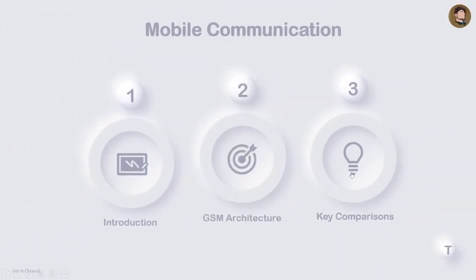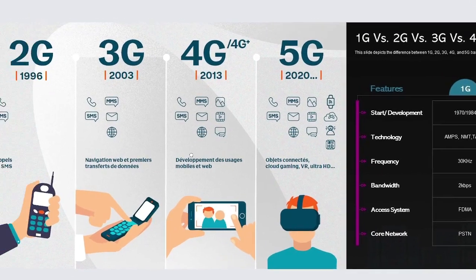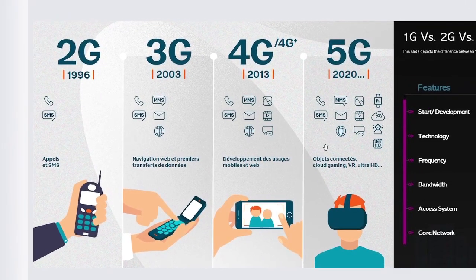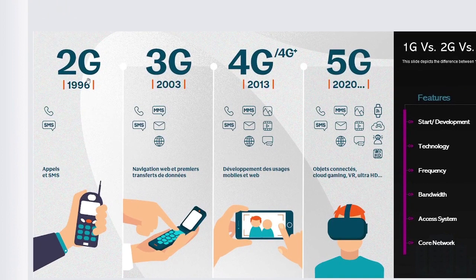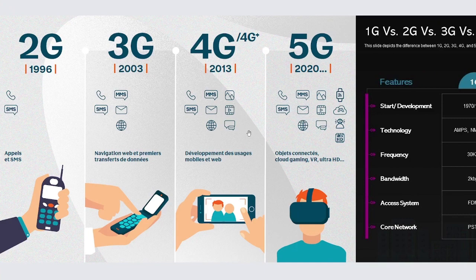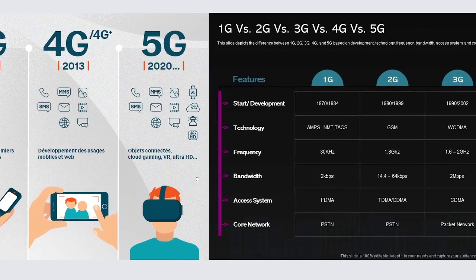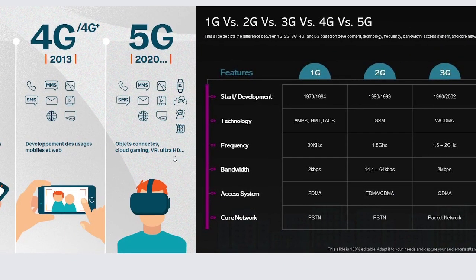Now let's see some key comparisons between different mobile cellular generations. You can see every generation is adding a new set of services. 2G had only calling and SMS based services, but 3G supported not only calling and SMS, the services given by 2G, but also added new services like MMS and mailing, and also had internet access. Same for 4G, it added its own new set of services, whereas 5G added new services like IoT, AR, VR, Ultra HD streaming, cloud gaming, and so on.